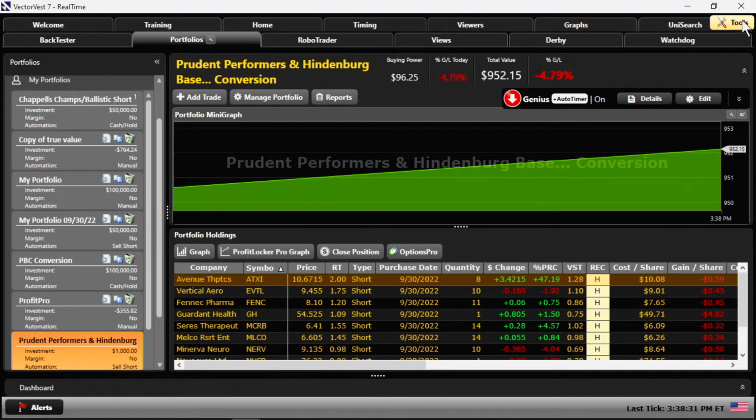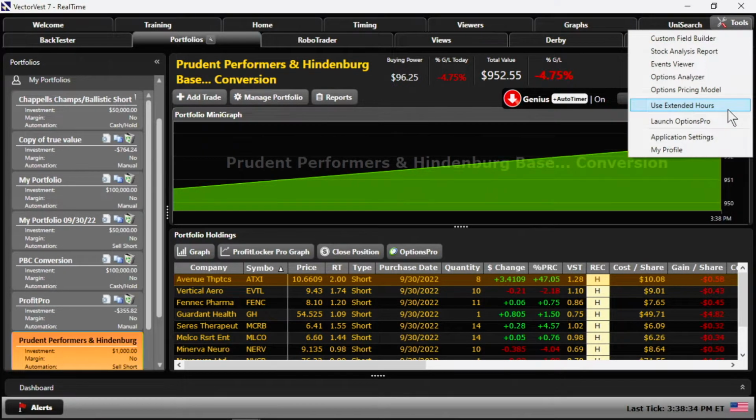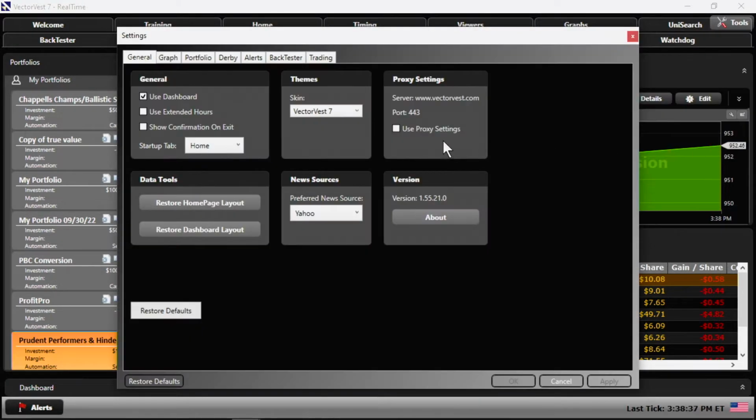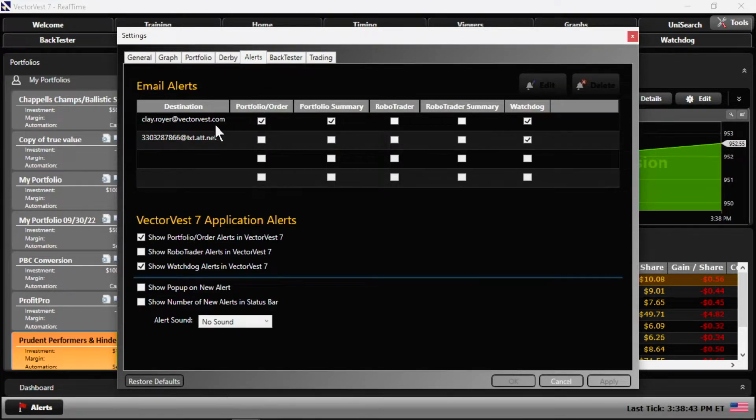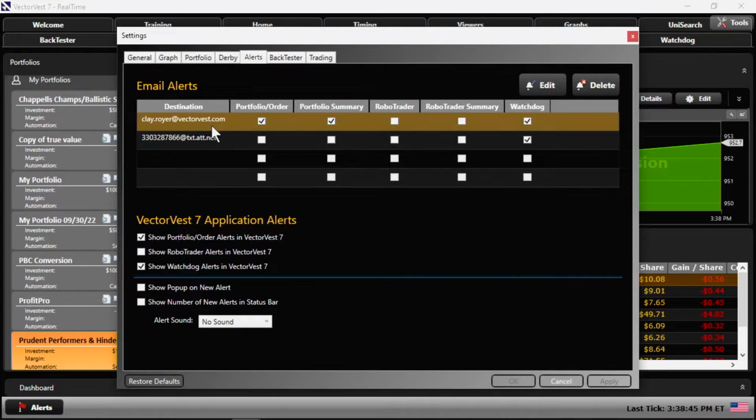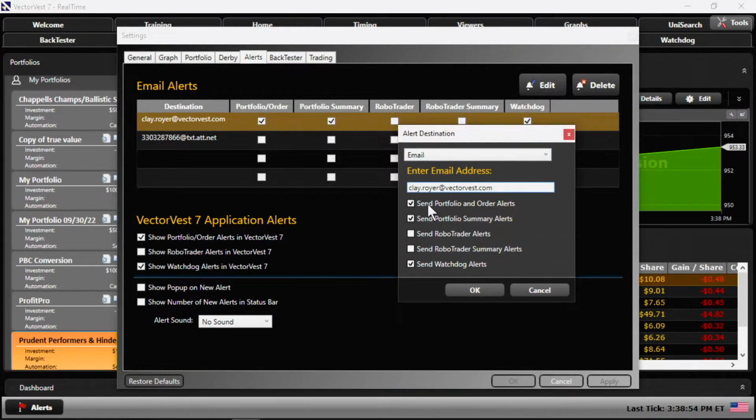Now, what I want to show is if you go to the top, click on Tools, and go to Application Settings. I should have done this first, but there's an Alerts tab. And on the Alerts tab, I can send Clay Royer all my alerts. That'll be awesome. Or I can send the alerts to myself, and Clay will be really happy that I did. So instead of that, we'll send them to SRC. This is not my real email address, so before you start jotting this down, it's stevec@VectorVest, okay? It's not real.